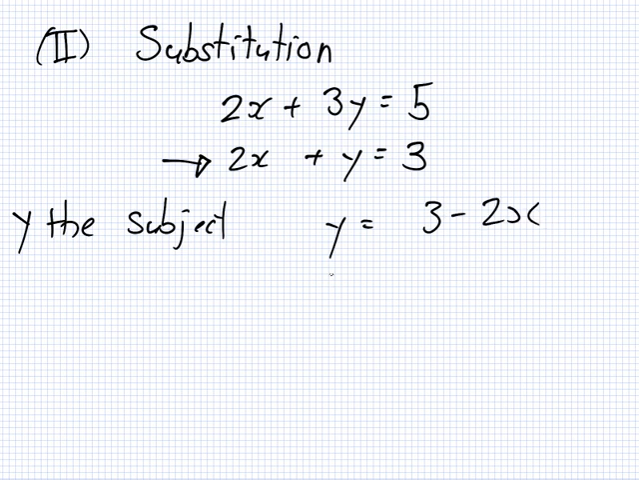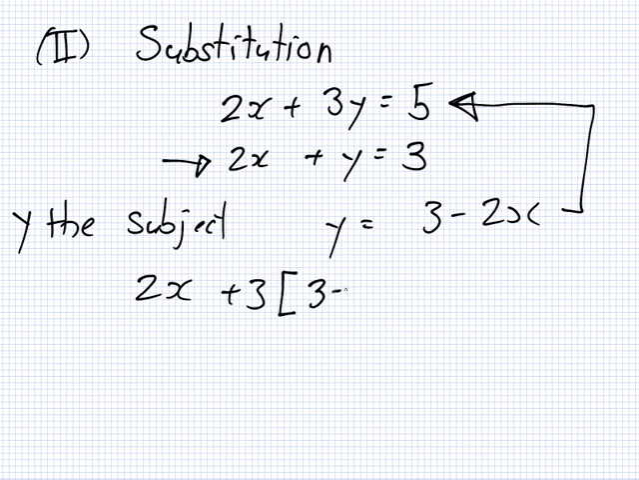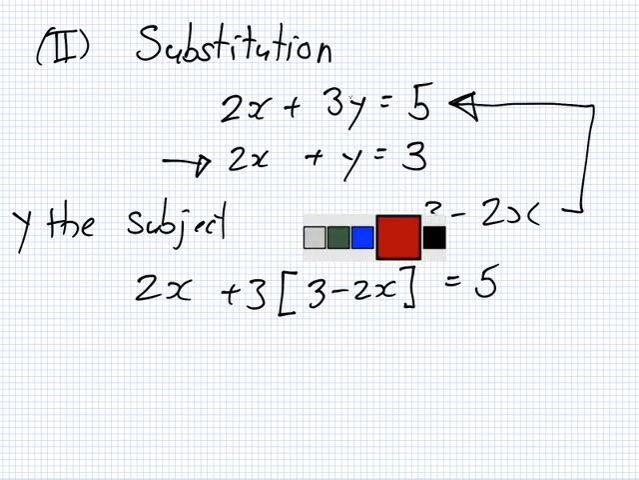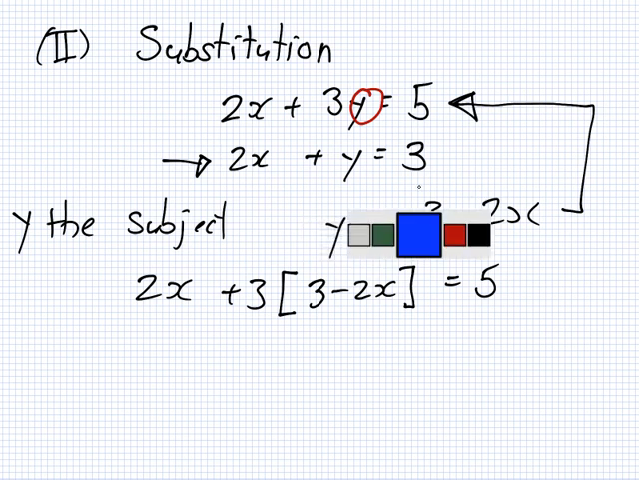And then you substitute, you put in to the first one. So now you have 2x plus 3y, which is 3 minus 2x, equals 5. So it's like you've substituted this y for this, because it's also equal to y.